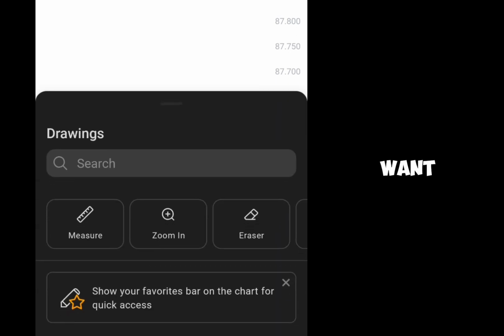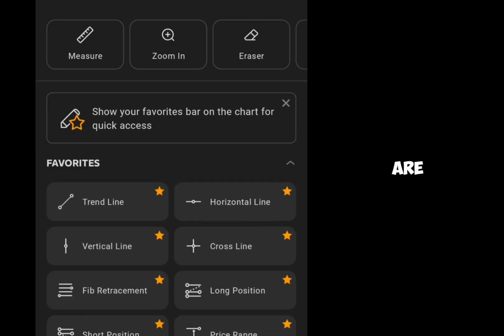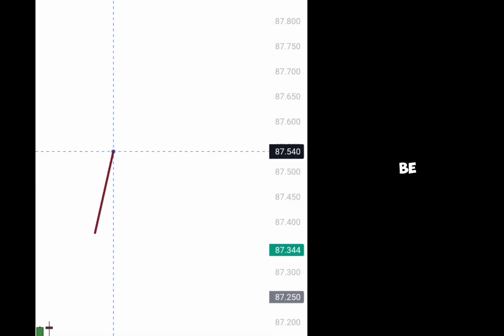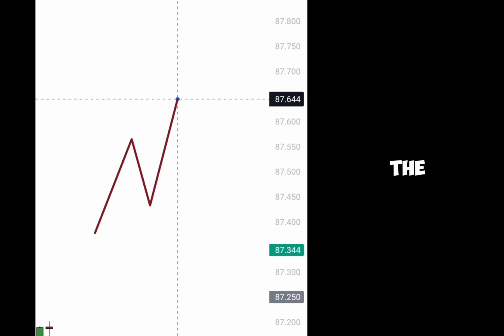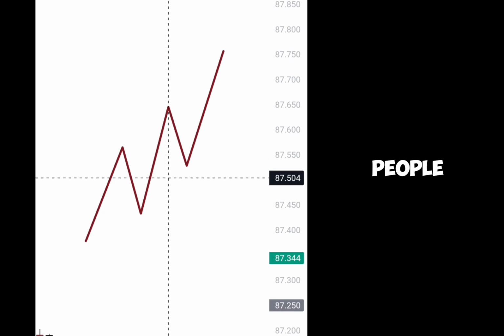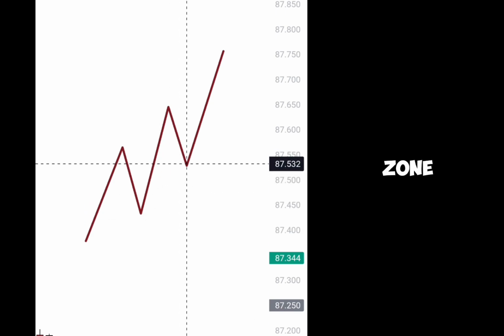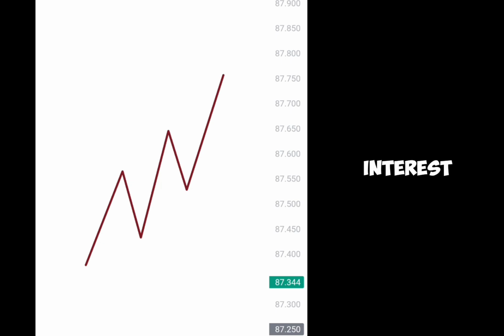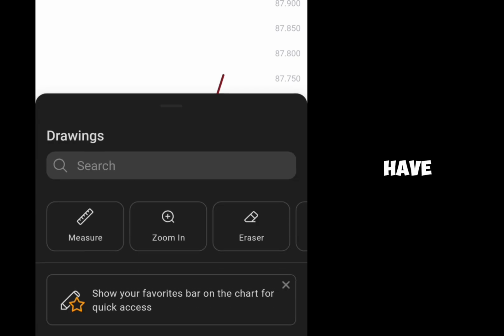So if you want to take advantage of the market, you want to buy where other people are putting their stop losses, and you want to sell where other people are putting their stop losses. In this case, people are looking forward to buying at the zone. So that's not your interest. Your interest is to ensure that you buy at areas where people have their stop losses.